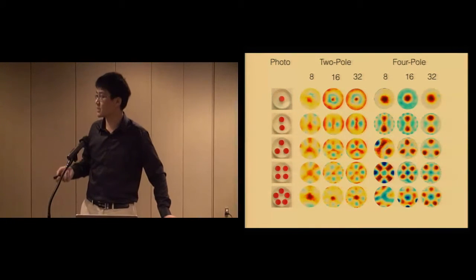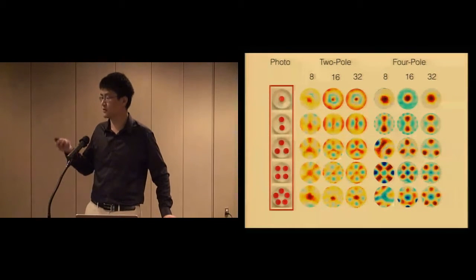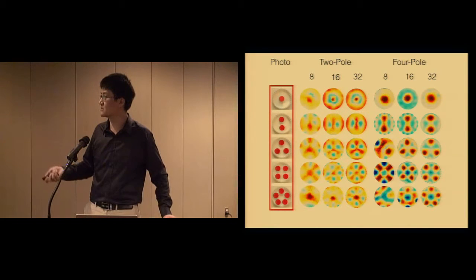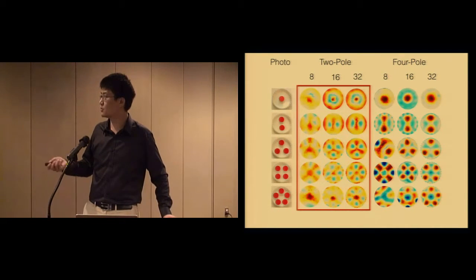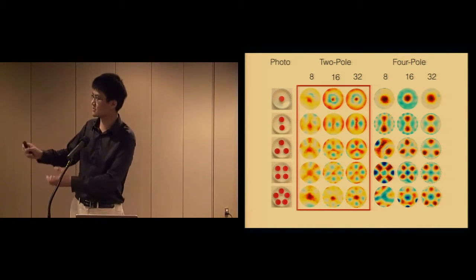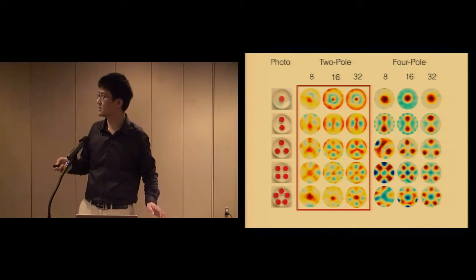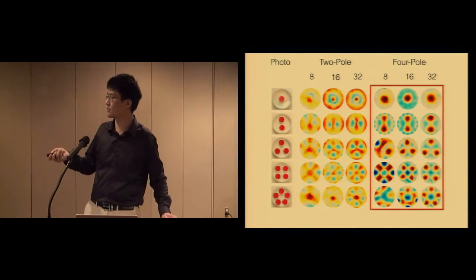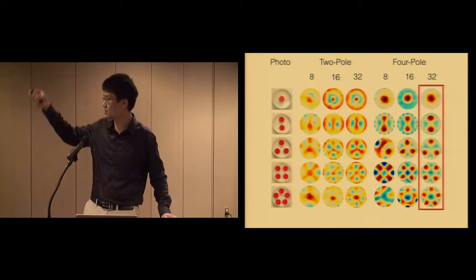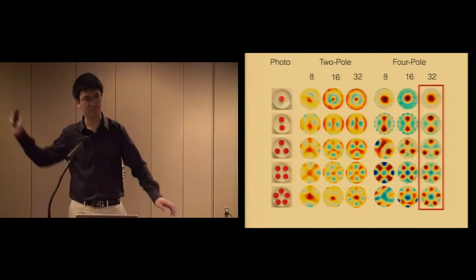We also tried different numbers of objects. We have 1, 2, 3, 4, and 5 objects, all of the same size. With 2-pole sensing, you can barely tell that there are 4 objects, even in the 32 case, and it's not very clear. But of course, there's a big difference when you go to 4-pole, and especially at 32, all of the objects show up, clear as day.